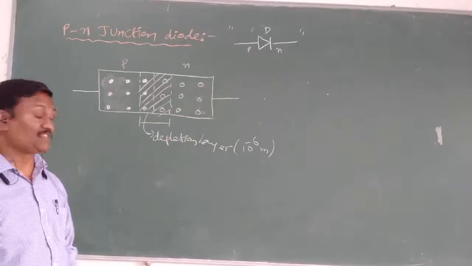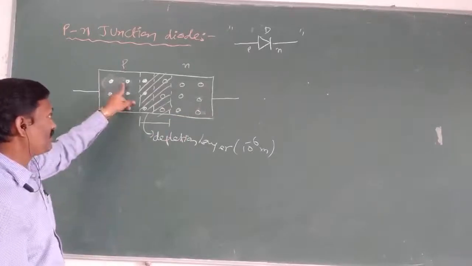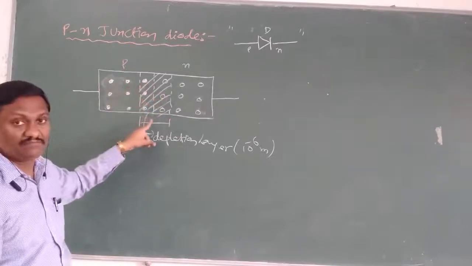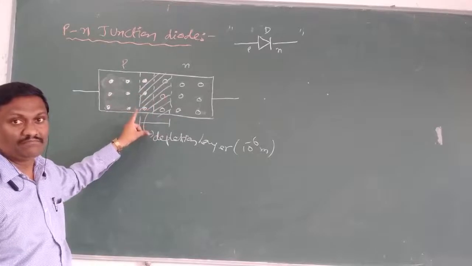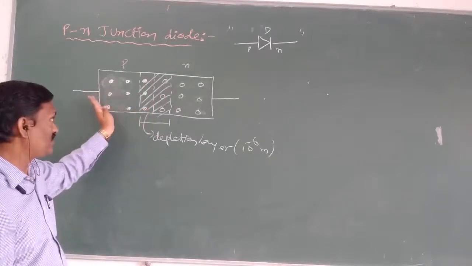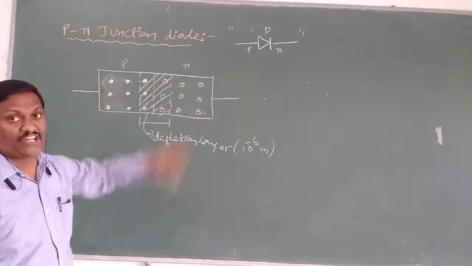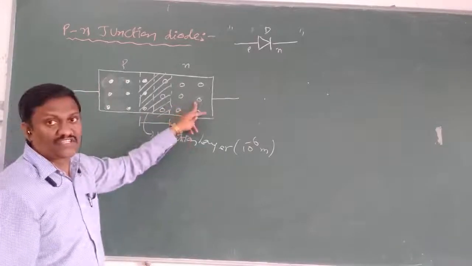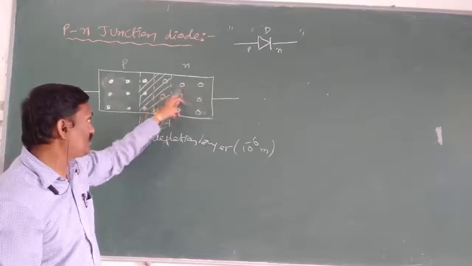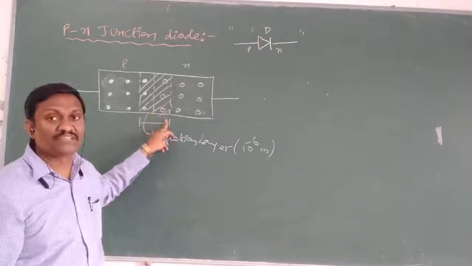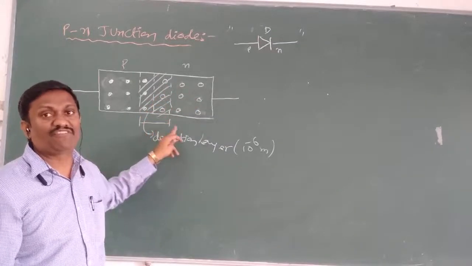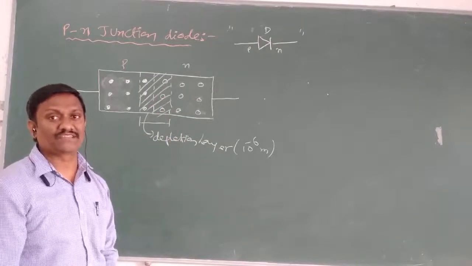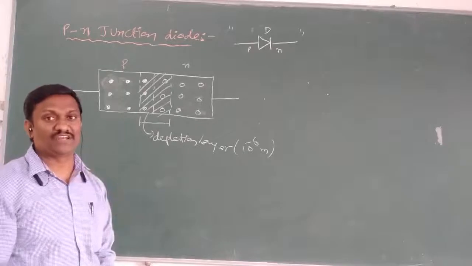So because of this depletion layer, these electrons do not cross the junction because these electrons are repelled by these electrons. So because of repelling, these carriers do not cross the junction and enter into the other region. And these holes do not cross the junction because these holes are repelled by these holes inside the depletion layer. So after formation of the depletion layer, it stops further movement of charge carriers.